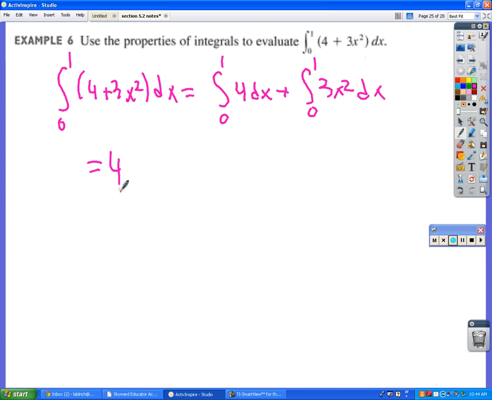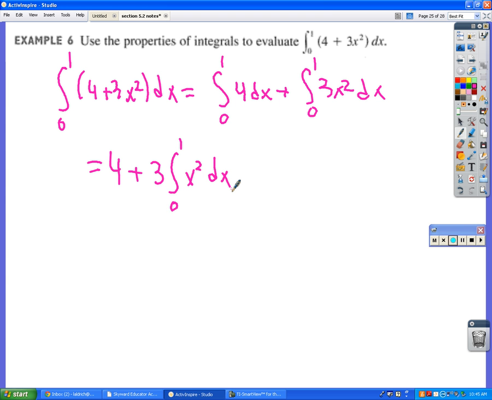So on the second one, even though you already split it apart, does that mean you can split it apart again? I can't split it apart, but what I can do is take this 3 and put it in front. So that's going to be 3 times the integral from 0 to 1 of x squared dx.